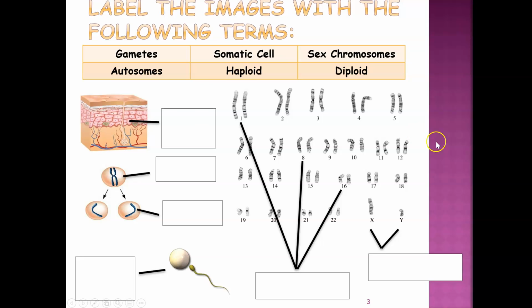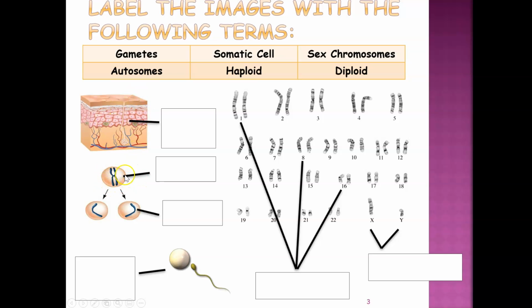Okay, so just a quick little activity that I would have done in front of you in class, but basically I'm going to label the images with the terms that we've just covered in the previous slide. So this is an example of a cross section or dissection of skin. This is a layer of skin, and underneath there's a lower epidermal layer of skin cells, and these are basically known as somatic cells. They're body cells.